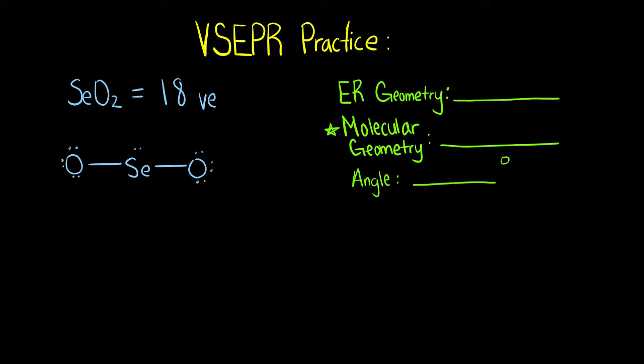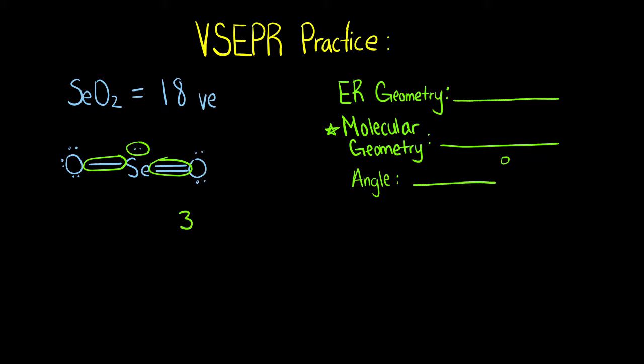The selenium only has 6 valence electrons, so in order to create 8, you need to form a double bond with one of the two oxygens, and then remove one of the lone pairs as a result. If you count the number of electron regions around that selenium, there is a single bond, which is one region, a lone pair, which is another region, and a double bond, which counts as just one region.